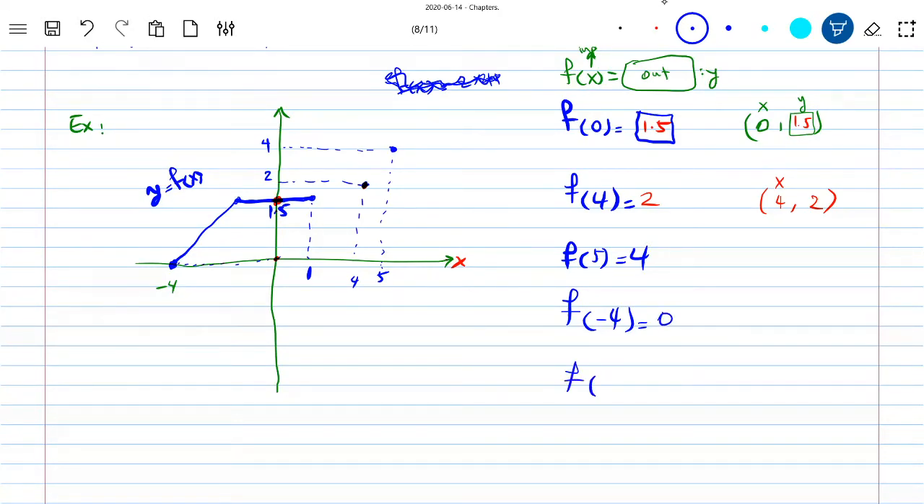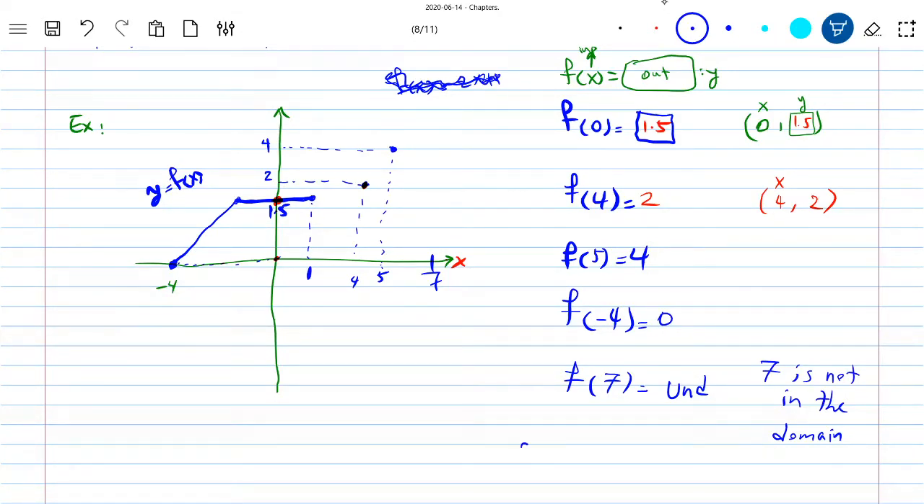What is f of 7? I find 7. Where does the point correspond to 7? I don't see any point. So what does that tell me? That tells me this is undefined, which means 7 is not in the domain. This is what it means. That means if you pick 7, I do not have any y value to give you. There is no point corresponding to 7.